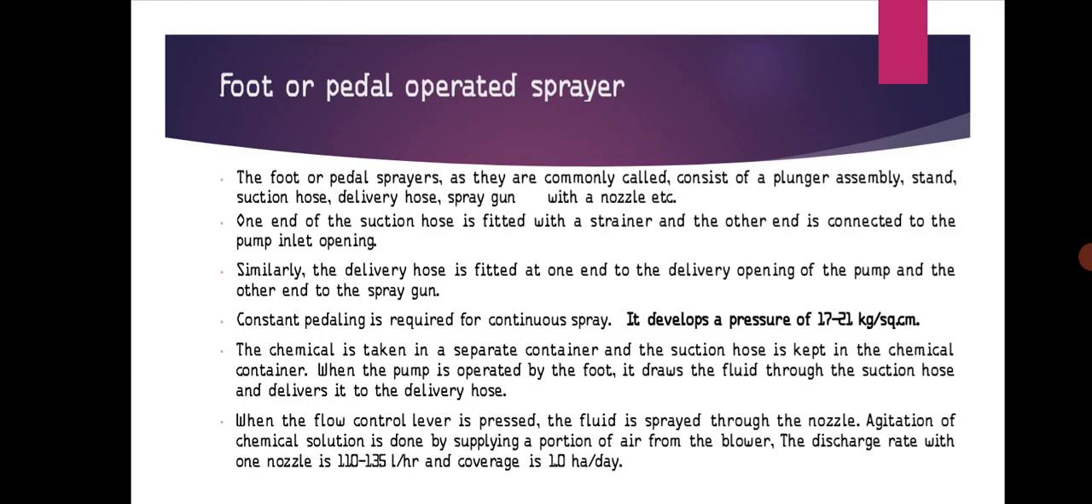The chemical is taken in a separate container and the suction hose is dipped in the chemical container. When the pump is operated by the foot, it draws the fluid through the suction hose and delivers it in the delivery hose. When the fluid control lever is pressed, the fluid is sprayed through the nozzle. Agitation of the chemical solution is done by supplying a portion of the air from the blower. The discharge rate with one nozzle is 1.10 to 1.35 liter per hour and coverage is 1 hectare per day.